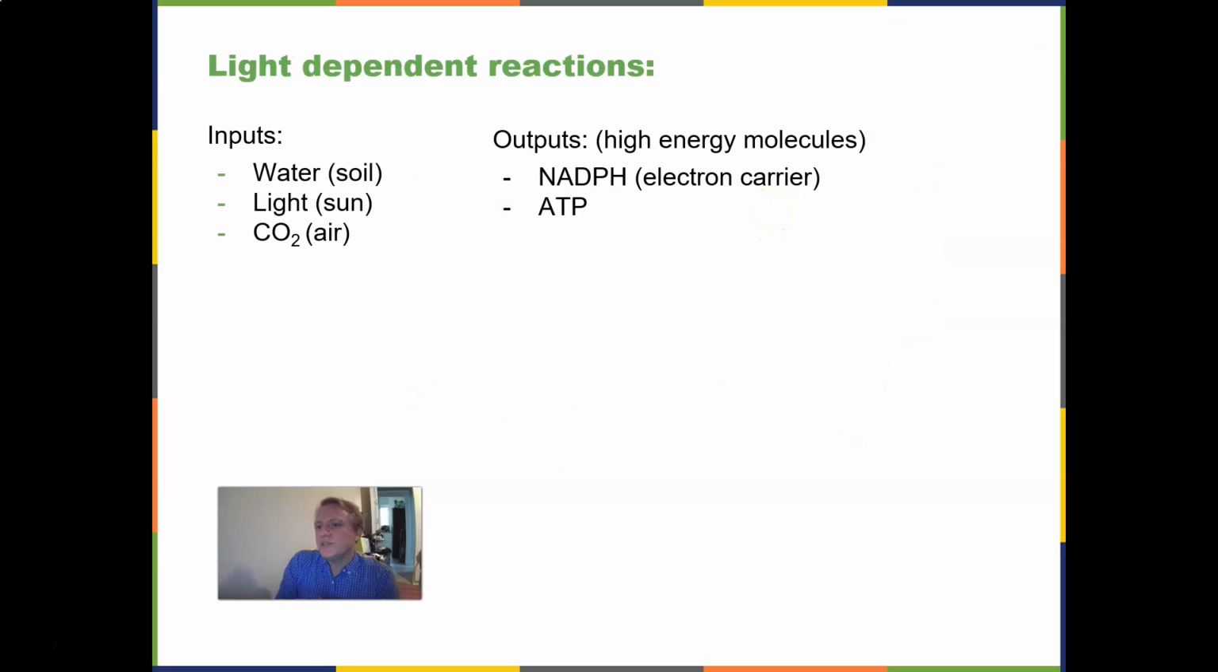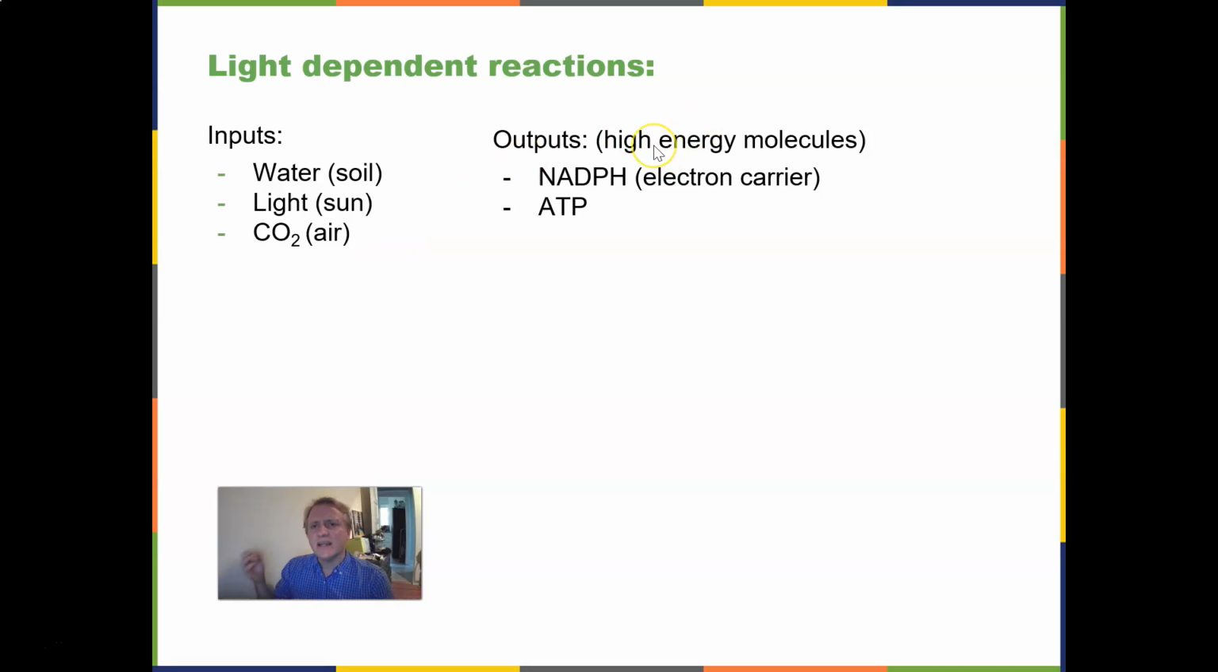So what comes into the light-dependent reactions? Water, which comes from the soil. Light, which comes from the sun or from your hydroponic grow light or whatever the case may be. Carbon dioxide, which comes from the air. And so that last extra credit question from the last lecture can be answered right here, by the way.